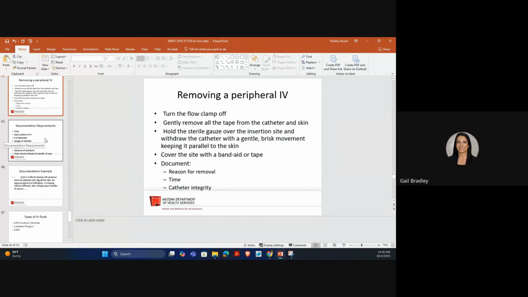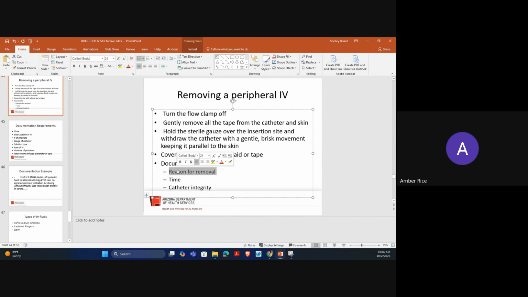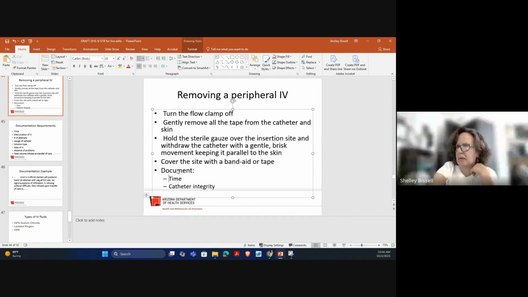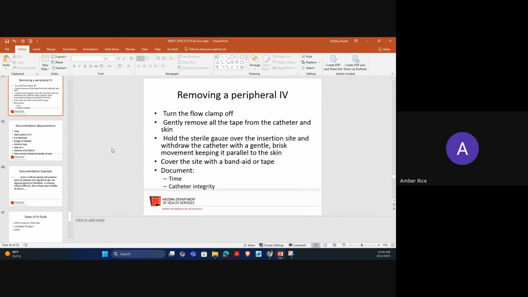Do we need to put the reason for removal? I'm trying to think, I don't think most people document reason for removal unless there's an issue, right? If it's just like the care's over and you're taking out an IV. Yeah, we can get rid of that too. Just that one. I don't know if they document any of that though, right, Gail?